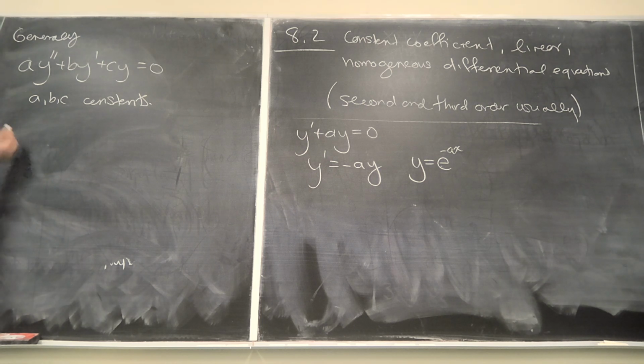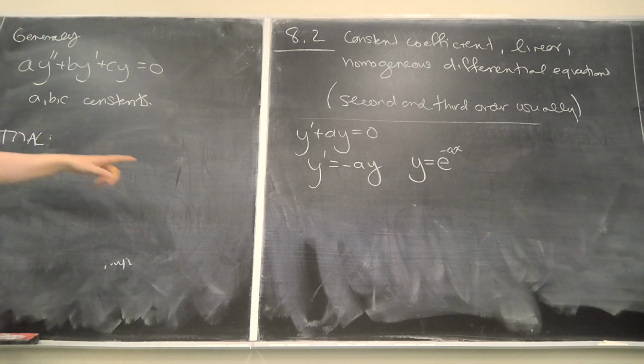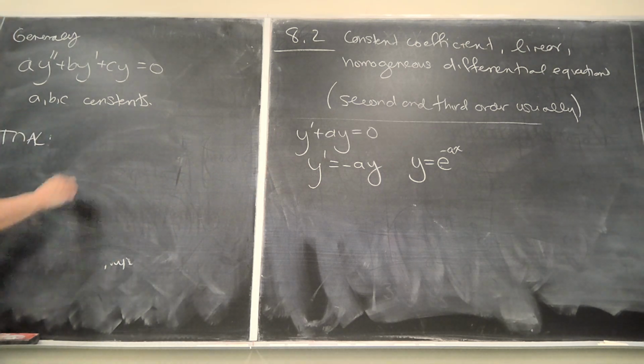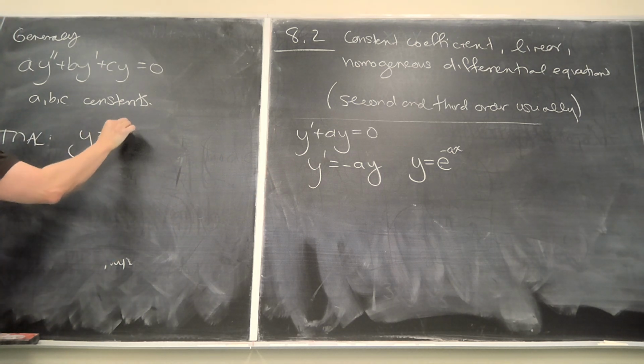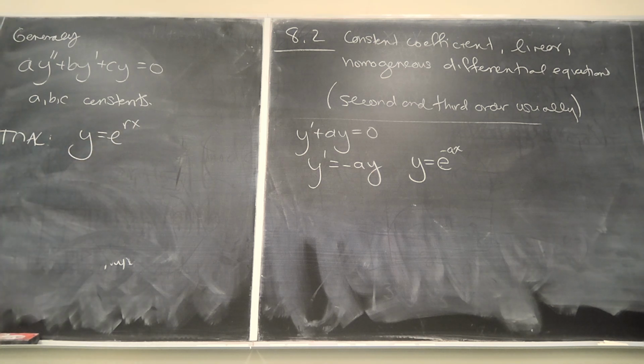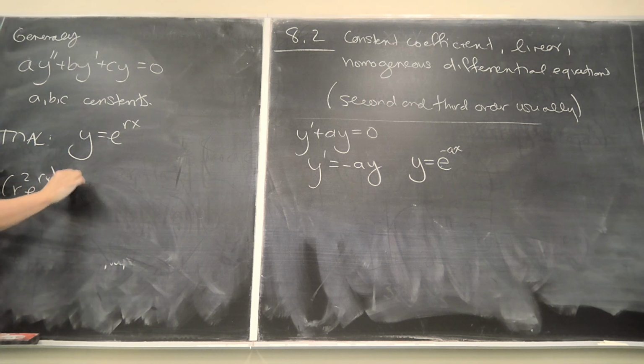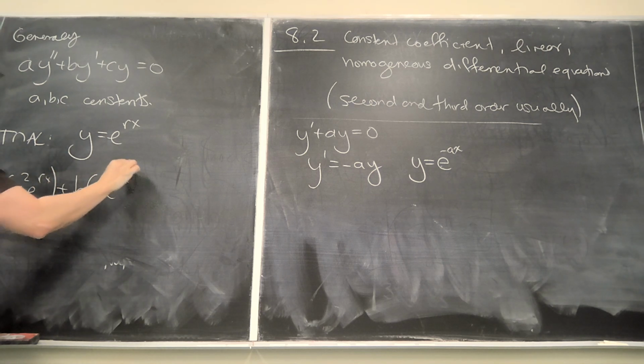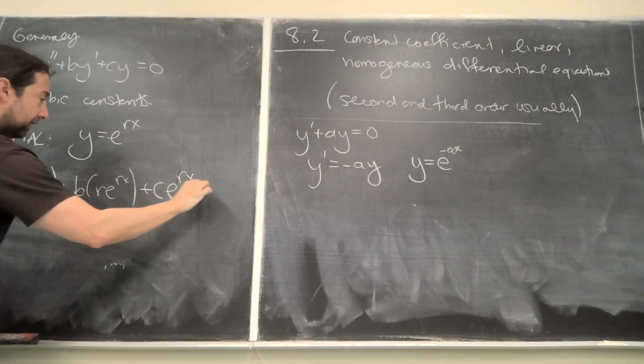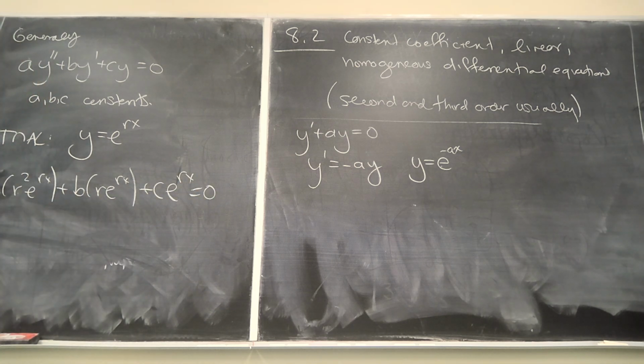So we choose a trial solution. We make the assumption: wouldn't it be great if second order equations had exponential solutions just like the first order ones did? So as a trial solution, you try y is equal to e to the rx. Assume that's a solution. What form must it have? If you plug that into the differential equation, you get a times r squared e to the rx plus b r e to the rx plus c e to the rx is equal to 0. You factor out the e to the rx.